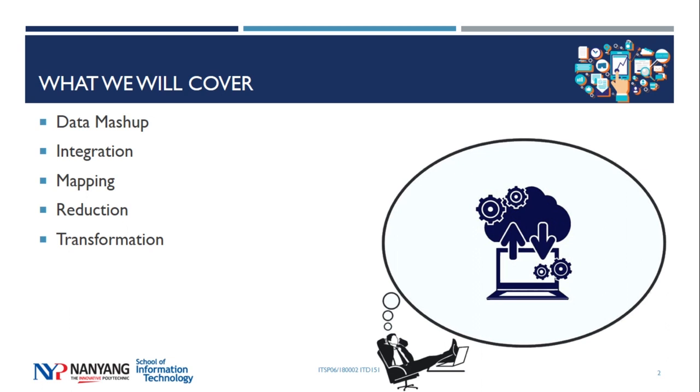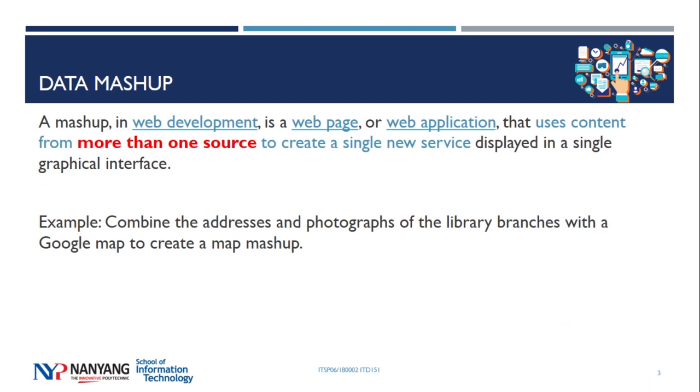So as the name suggests, we have data from multiple sources and then we combine them together. So this is what we refer to as a data mashup. And what we try to do is to create a single new service in a graphical interface such as a dashboard.